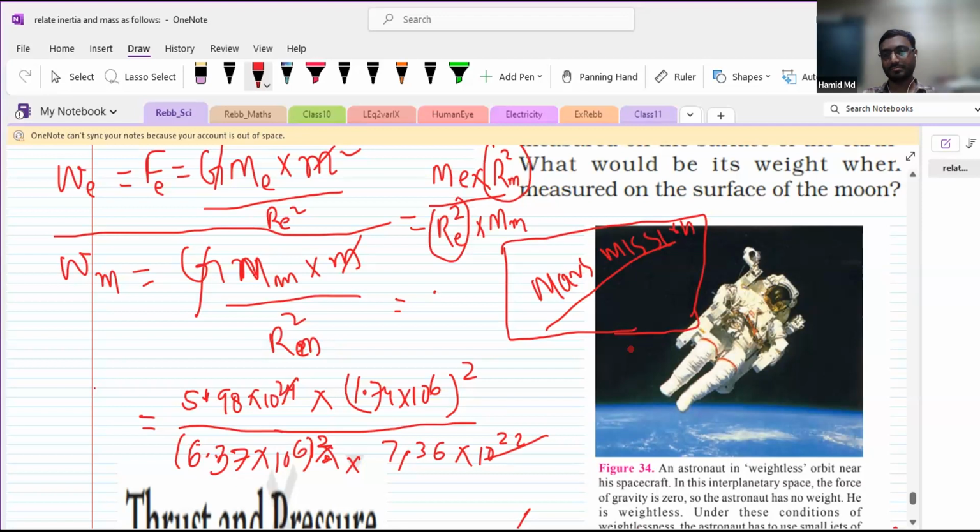Because of the problems happening on the earth, like global warming and all those problems, people are trying to shift to Mars now. That's the reason. That's the situation we are creating on the earth. We humans are responsible.